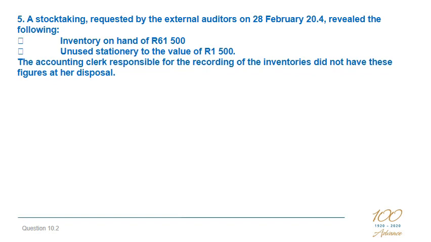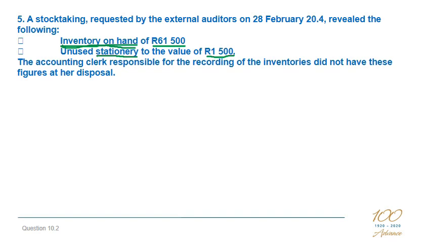Additional information number 5, they have a stock taking requested by the external auditors on the 28th of February revealed the following. I have inventory on hand, so my merchandise, my assets that I purchased with the purpose to sell, amounted to 61,500. My unused stationery, so this is my consumables on hand, amounted to 1,500. So the accounting clerk responsible for the recording of the inventories did not have these figures at her disposal.